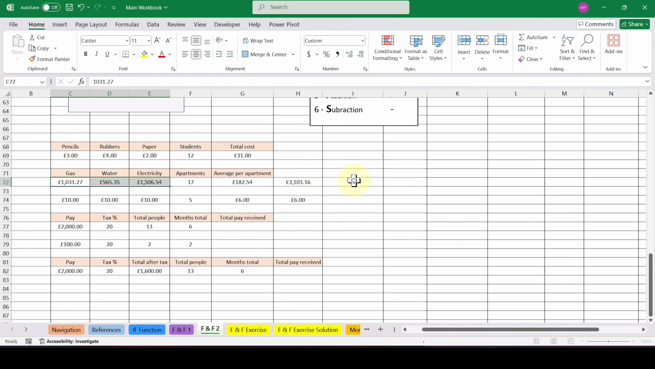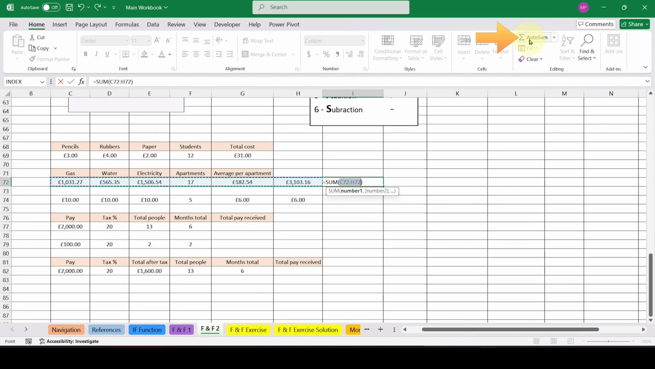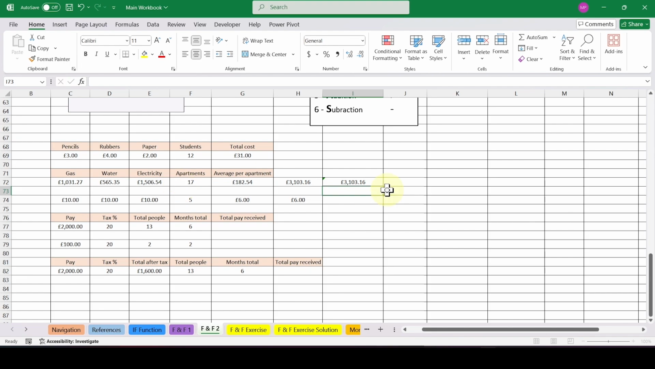So I will put my cell here and click on auto sum up here, and I will select these three values like this and press enter. And as you can see, it is the same value as this one. Now let's move on to something that's maybe a little bit more complex.